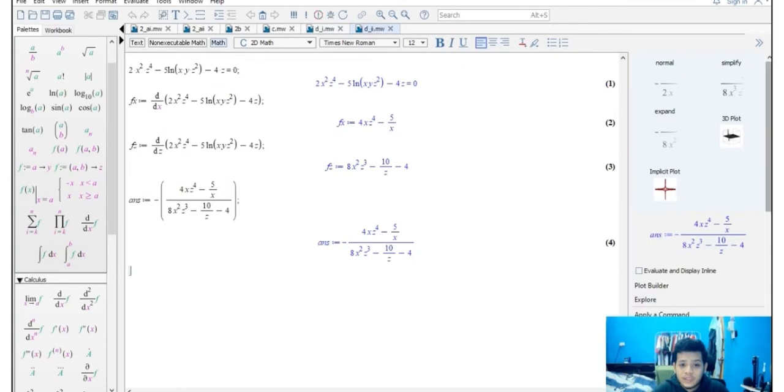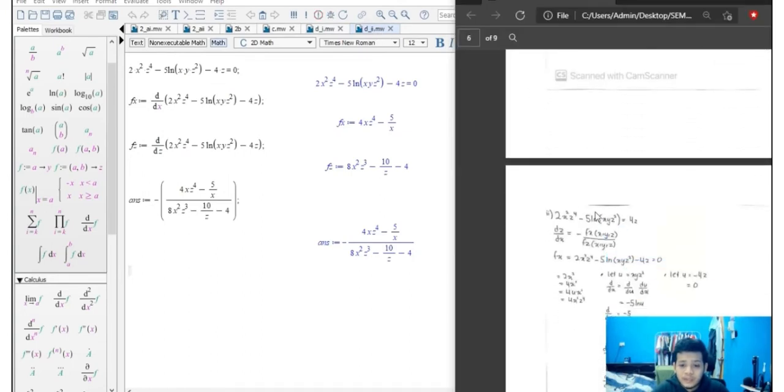For the question DI2, it is also the same as DI1. We input this equation, which must be equal to 0, into this Maple, and then we use this formula, negative fx per fz, and then we find fx and fz.